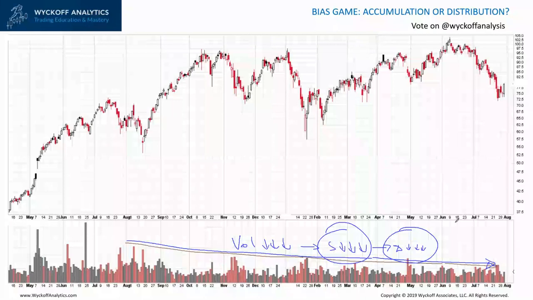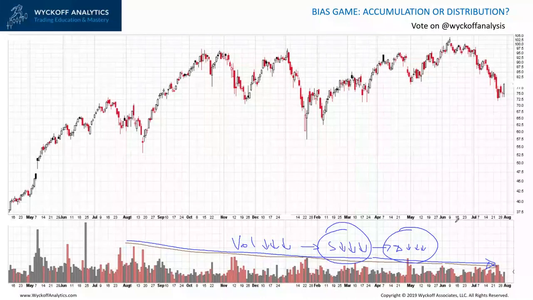any other answers before I release his answer. Anything else? What do you guys think? How would we look at this picture when we see this diminishing volume signature on both supply and demand? What else would we be looking for in identification of the bias?